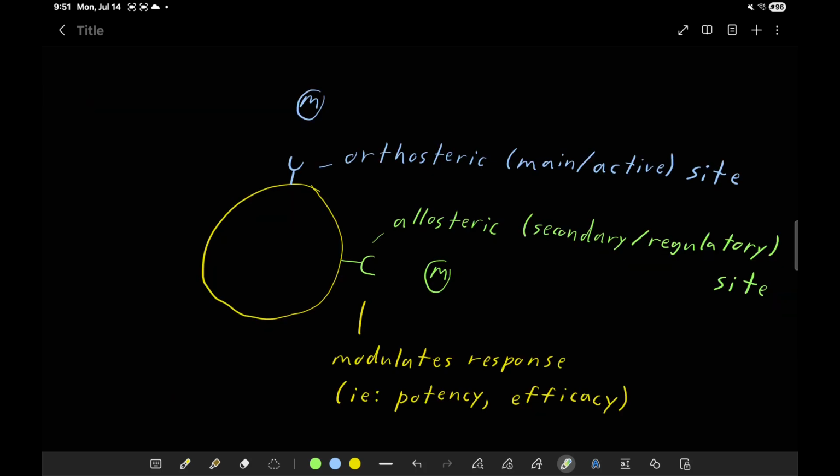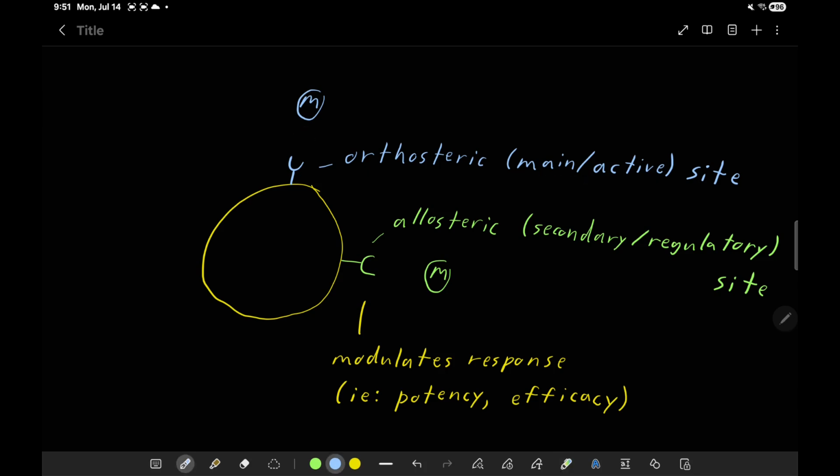So let's go back to orthosteric and allosteric sites. In addition to messenger molecules binding onto orthosteric sites, now messenger molecules can also bind onto allosteric sites. Now remember, your orthosteric site is called your main or active site because messenger molecules binding onto your orthosteric sites can often produce responses. On the other hand, when messenger molecules bind to allosteric sites, this alone often doesn't really produce a response because your allosteric sites are, remember, regulatory, secondary sites. They regulate the responses that are being produced from stuff binding to your active or main site.